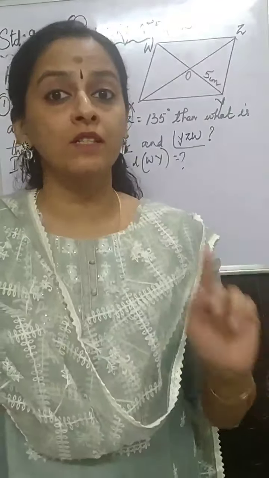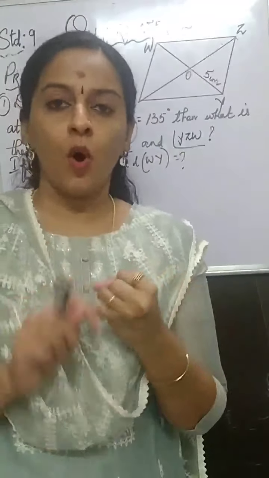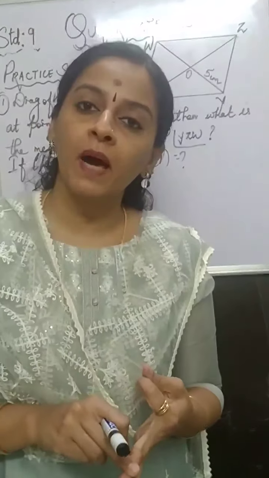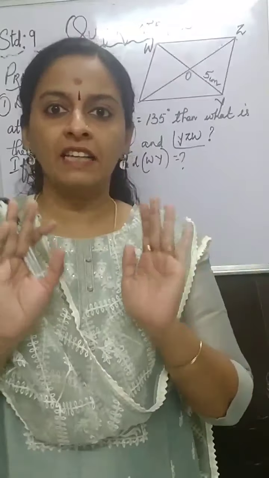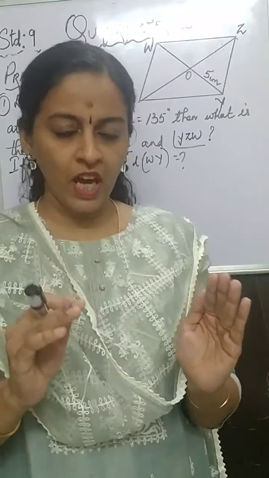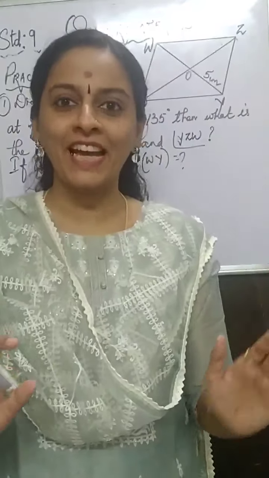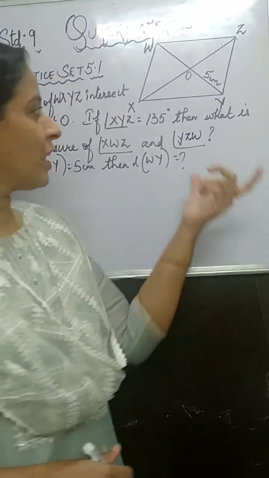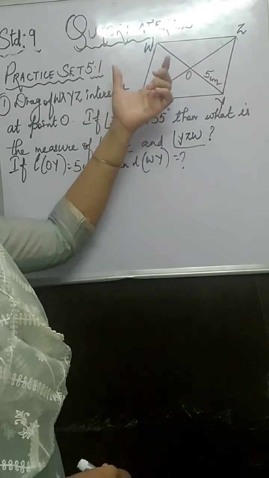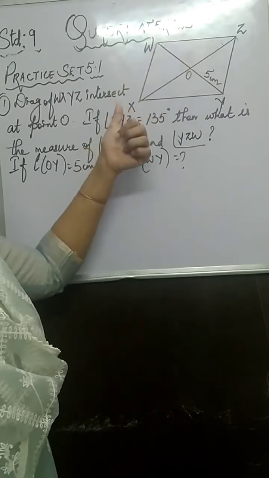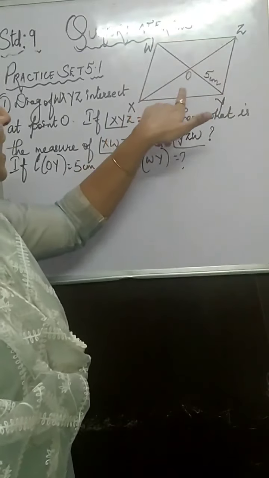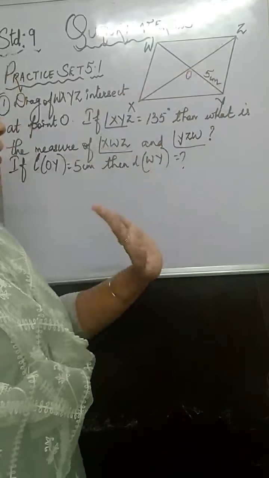You know the properties of a parallelogram. Keep that in mind. Opposite sides are congruent, opposite angles are congruent. Diagonals of a parallelogram bisect each other. And we know that in a parallelogram, the opposite sides are parallel. Keeping all these things in mind, let us start with practice at 5.1. You have the figure given here and this is a parallelogram. They have given that the diagonals of parallelogram WXYZ intersect at point O.